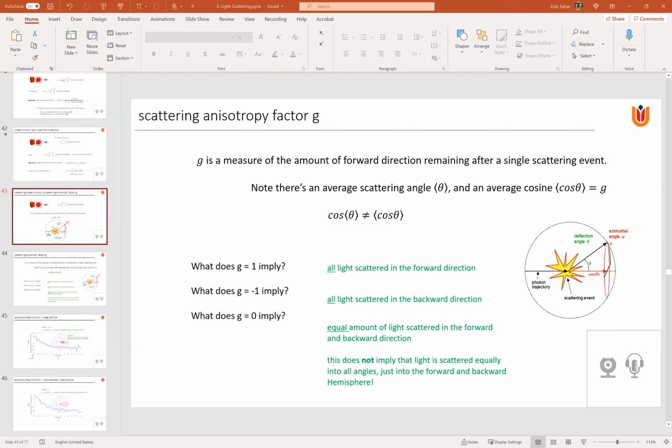A little bit more complicated part is what g is 0 means. G is 0 means that the average of the cosine is 0, but that does not mean that all the cosines have to be 0. That means that we have an equal amount of light that is scattered in the forward and in the backward direction, but it does not imply that it is scattered equally into all directions.